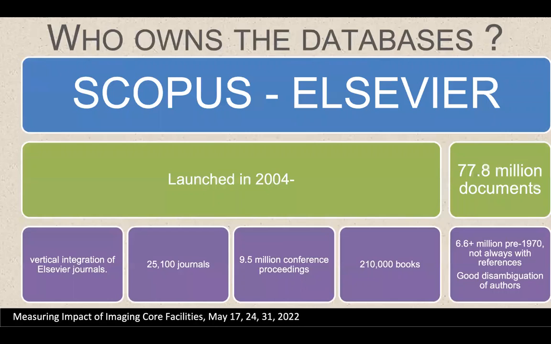Scopus is from Elsevier. It was launched in 2004. There are 78 million documents, maybe more today. It's a vertical integration of Elsevier journals, so it's not really independent. There are lots of journals, lots of conference proceedings, lots of books. Web of Science didn't have a lot of books originally. And there's a good disambiguation of authors, and you will see in the demo why it's important.